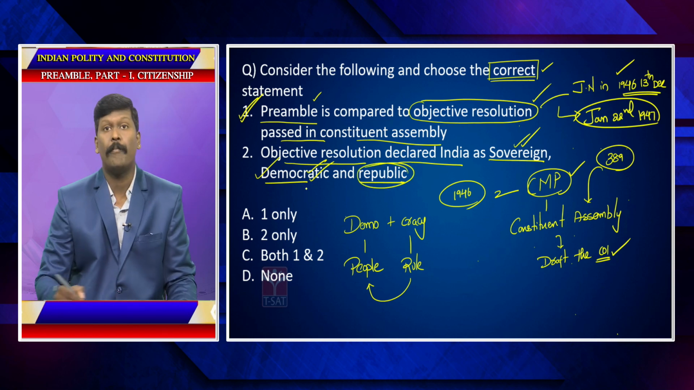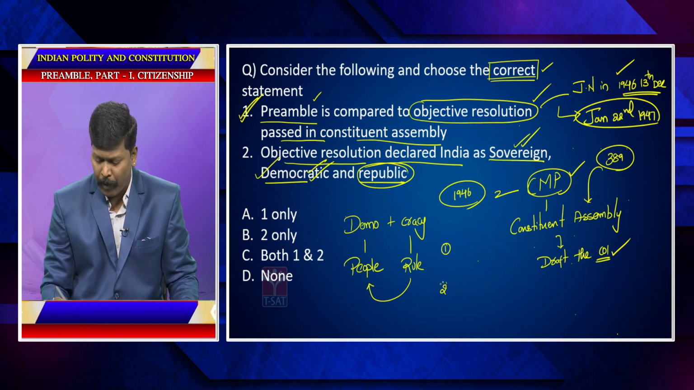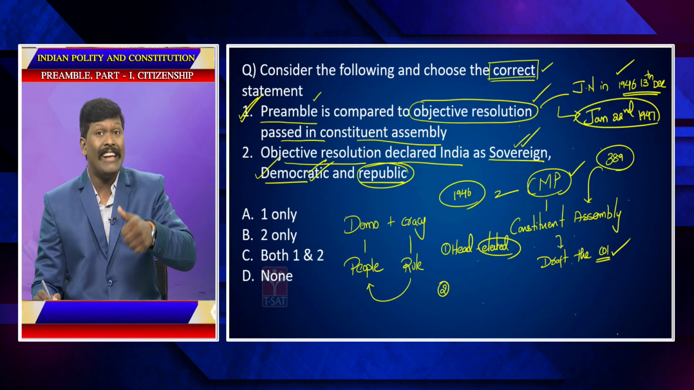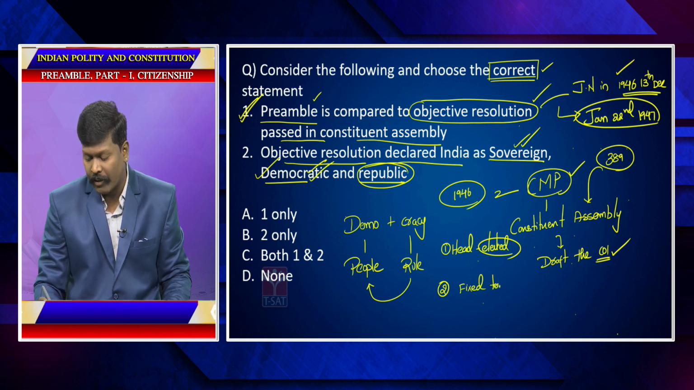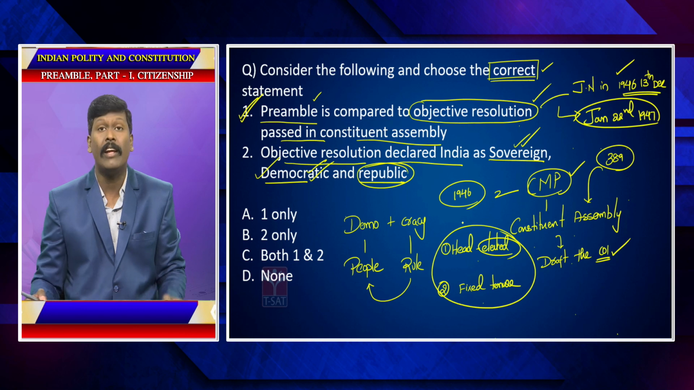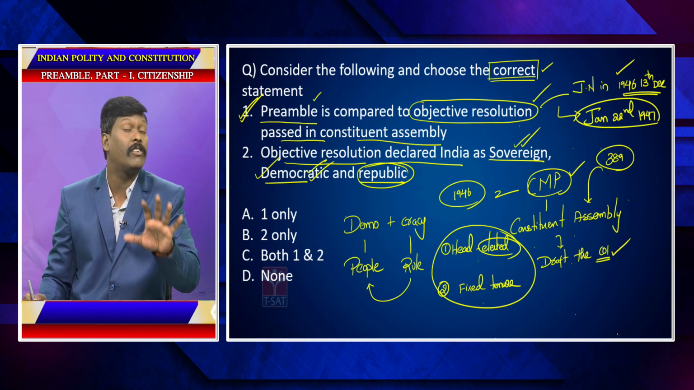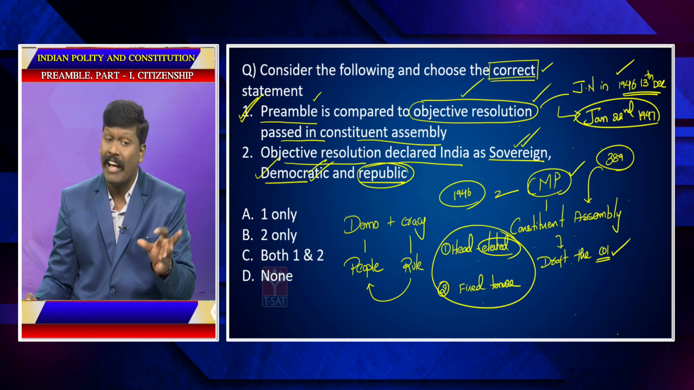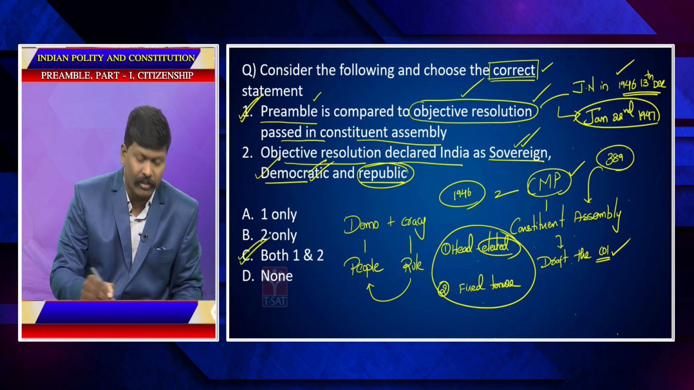And the last one is republic. India is a republic nation. It has two meanings, friends. Republic means the head of the country is elected, not hereditary. He is an elected representative. Secondly, he has a fixed tenure. The head of the country is the President of India, and the President of India has a fixed tenure of 5 years. That is the meaning. So, the objective resolution declared India as sovereign, democratic and also republic. The answer is C.